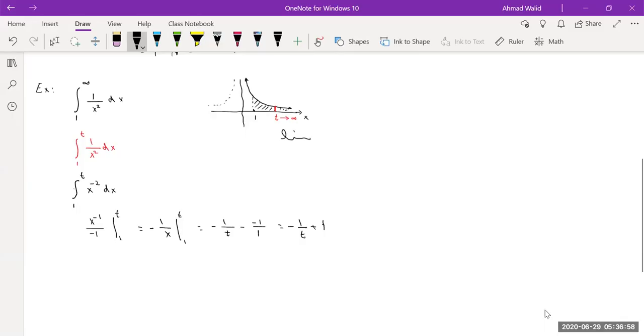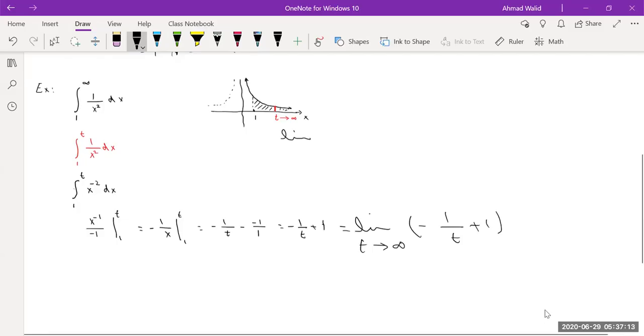Then to find the final answer, I will take the limit of this answer: the limit as t approaches infinity of negative 1 over t plus 1. If you plug in t here, this part becomes 0. And your answer becomes what? 1.